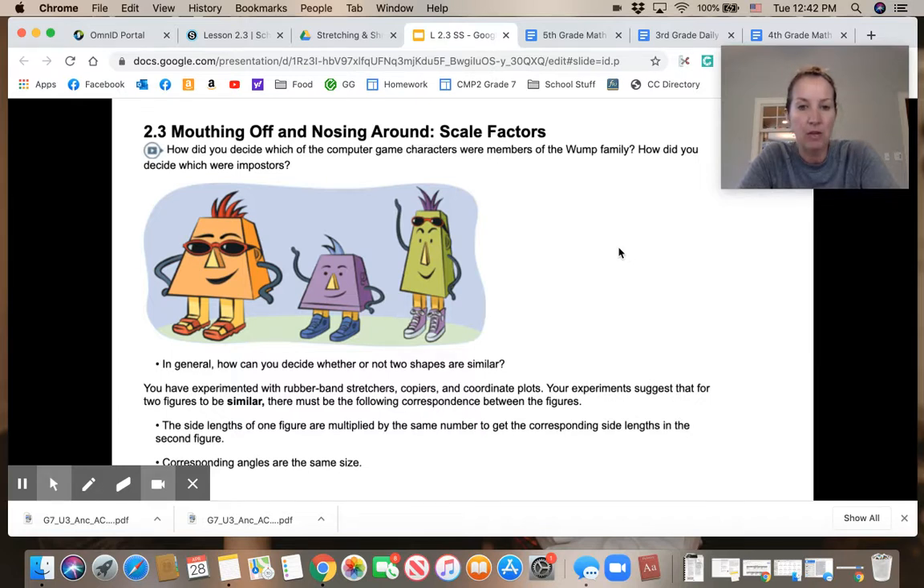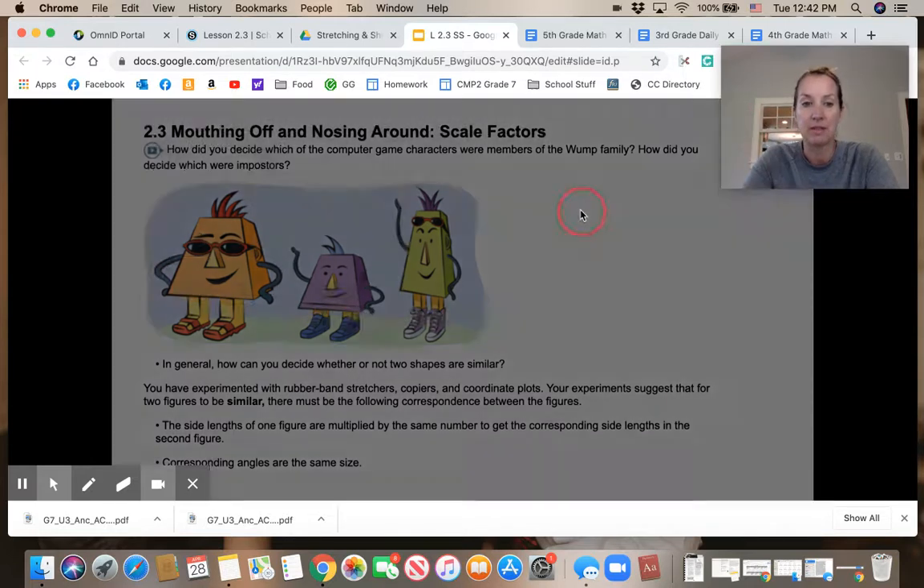So in general, how can you decide whether or not two shapes are similar? You have experimented with rubber band stretchers, copiers, and coordinate plots. Your experiment suggests that for two figures to be similar, there must be the following correspondence between the figures. The side lengths of one figure are multiplied by the same number to get the corresponding side lengths in the second figure, and the corresponding angles are the same size. That's what we've noticed in the first two lessons: if you're multiplying the side lengths by the same amount and the angles stay the same, then they will be similar.